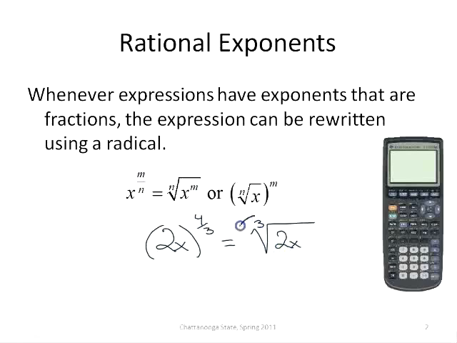Now I can write this whole thing to the 4th power. That means put my exponent on the outside, or I can write the 2x under the radical in parentheses to the 4th power. So the denominator is the index of your radical, and the numerator is the exponent. The exponent can go under the radical, or it can go outside of the entire expression.